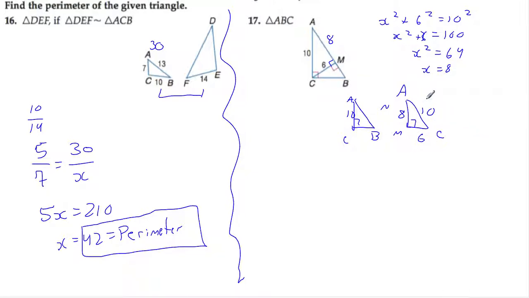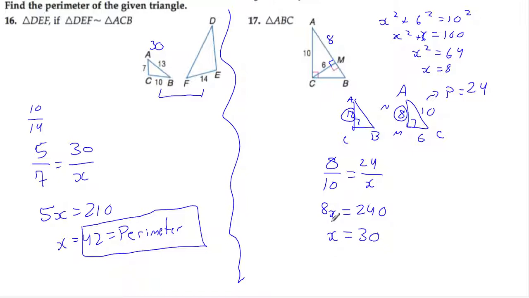So this perimeter here is going to equal 8 plus 6 plus 10, which is 24. Now the scale factor from AMC to ABC is going to be 8 to 10 because we have these two sides now. So 8 to 10 is equal to perimeter, which is 24, to perimeter there, which is x. So I get 8x is equal to 240. So x is going to be equal to 30. And this is the perimeter of that triangle ABC.